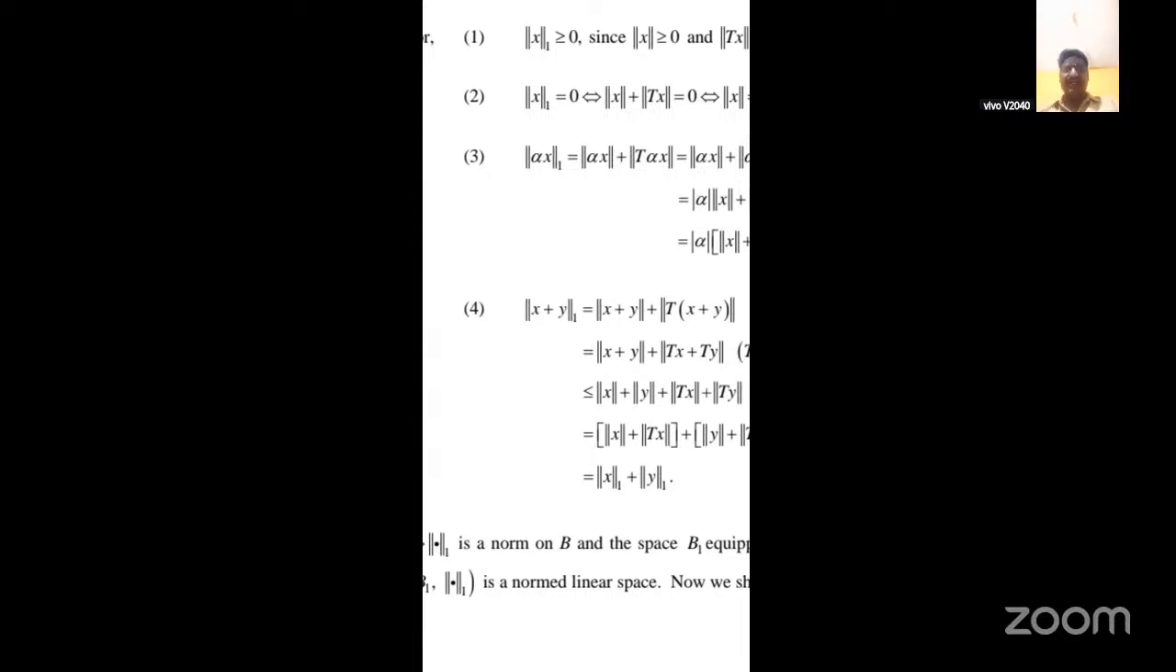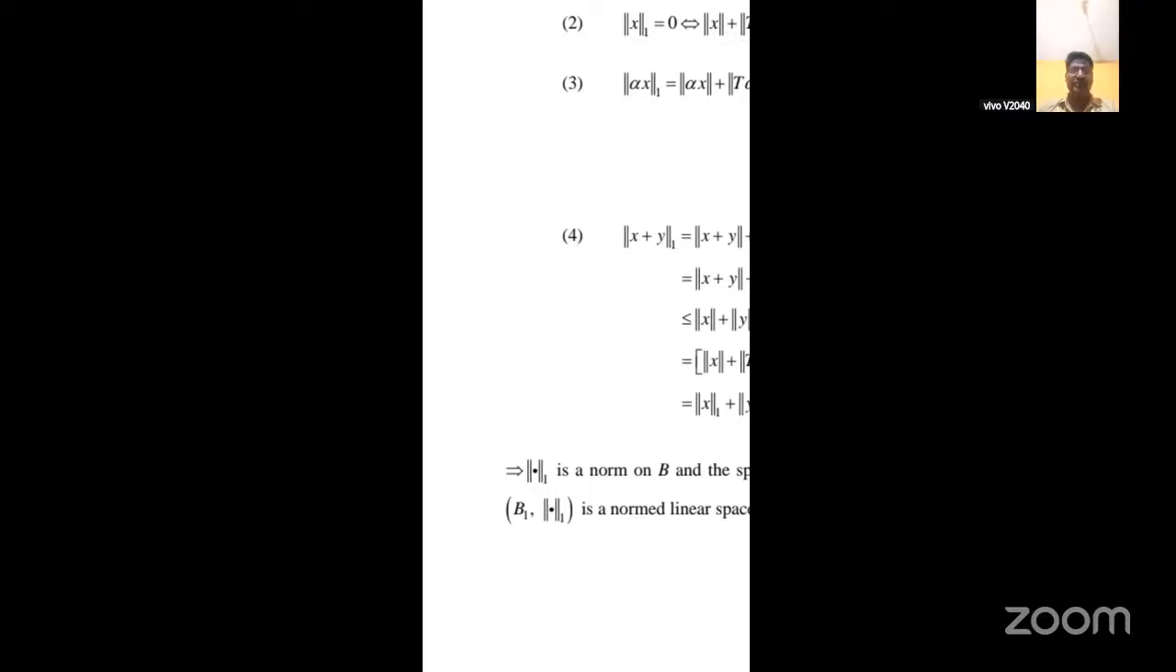Now, replacing y by tx, we take norm x plus norm tx as one part, the x terms on one side, and the y terms as the other part, norm y plus norm ty. The first one is norm x at 1, the second one is norm y at 1. So the triangle inequality is also satisfied.